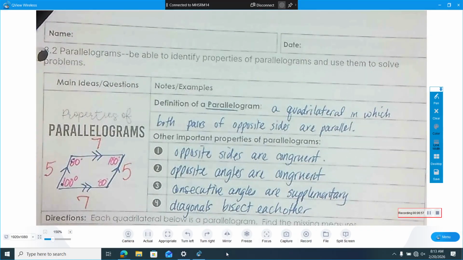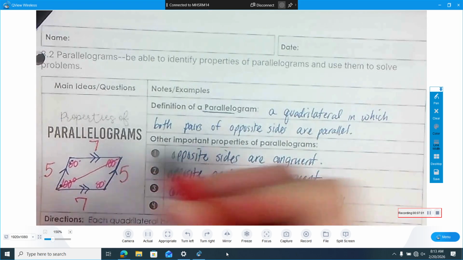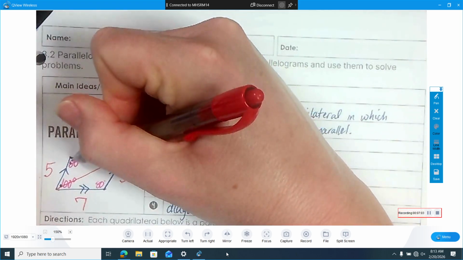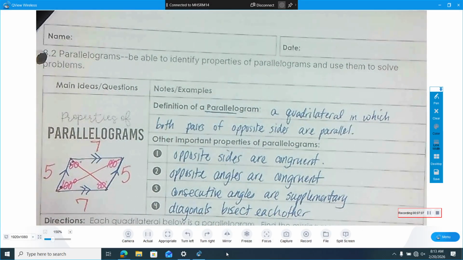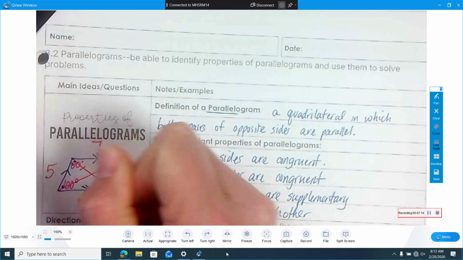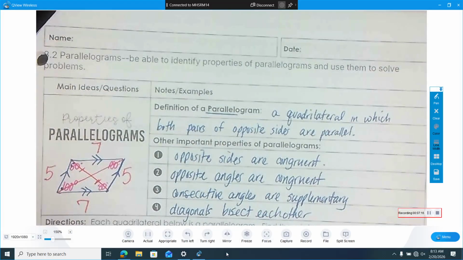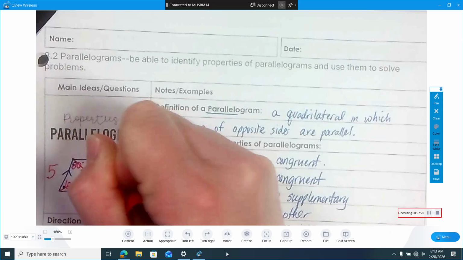So if I draw some diagonals, I'm going to use my red pen here to draw some diagonals. Diagonals go from opposite corners, all right? So here are the diagonals. It turns out they end up bisecting one another. So one diagonal gets cut into two equal parts, okay? And the other diagonal also gets bisected into two equal pieces.